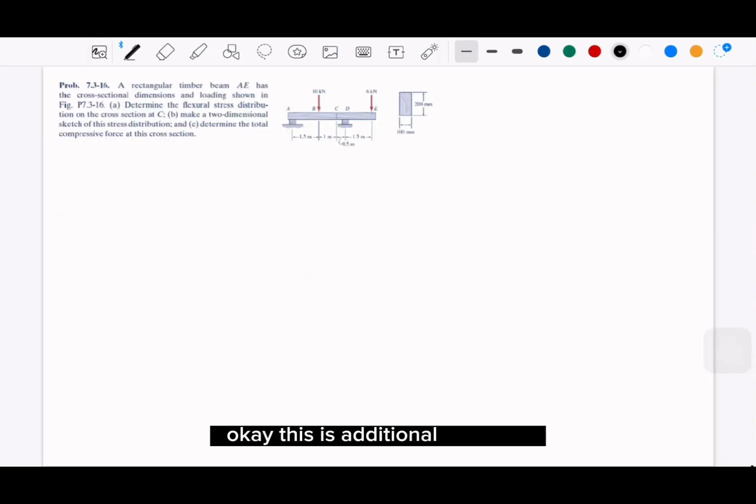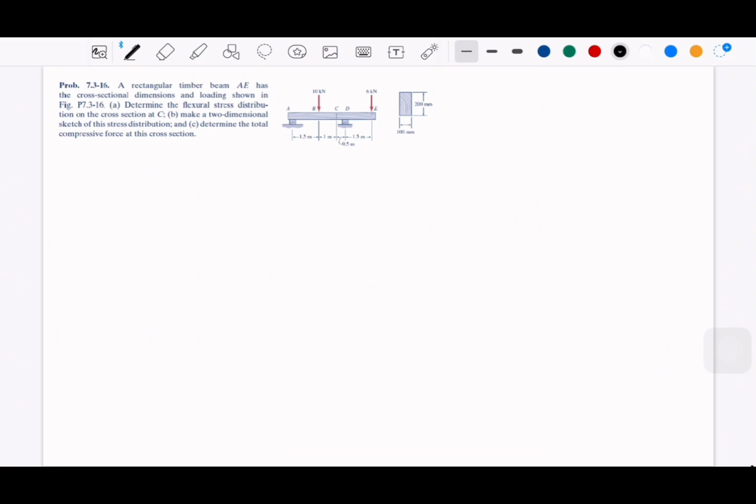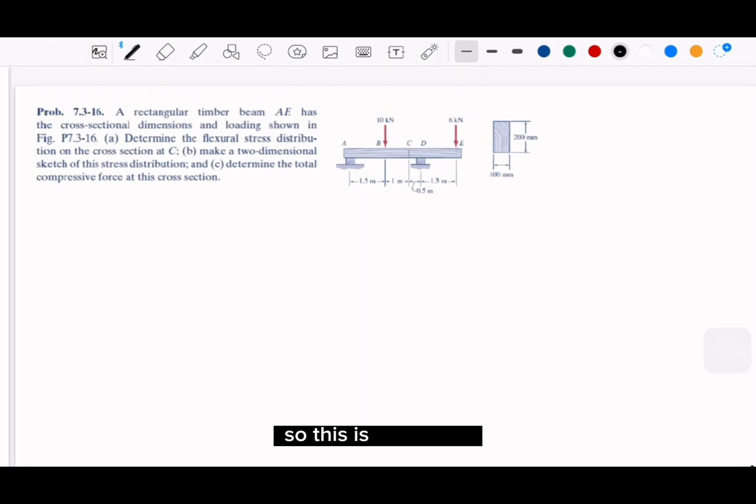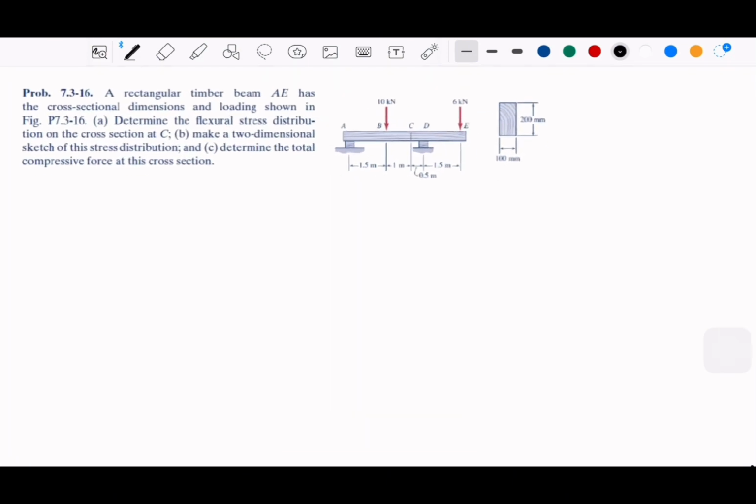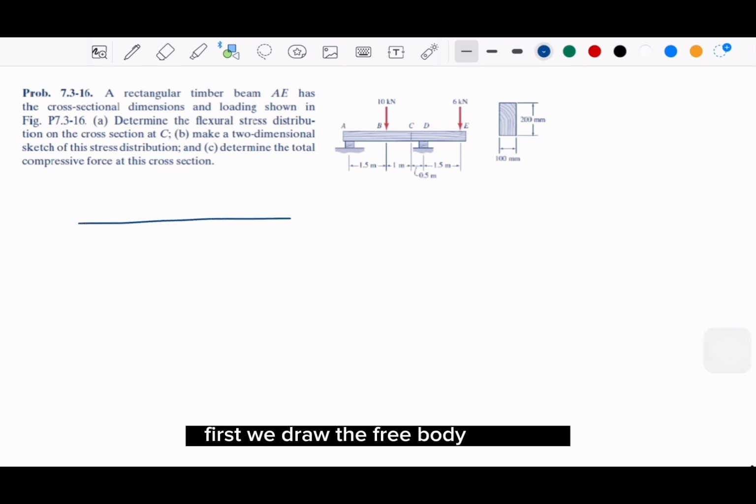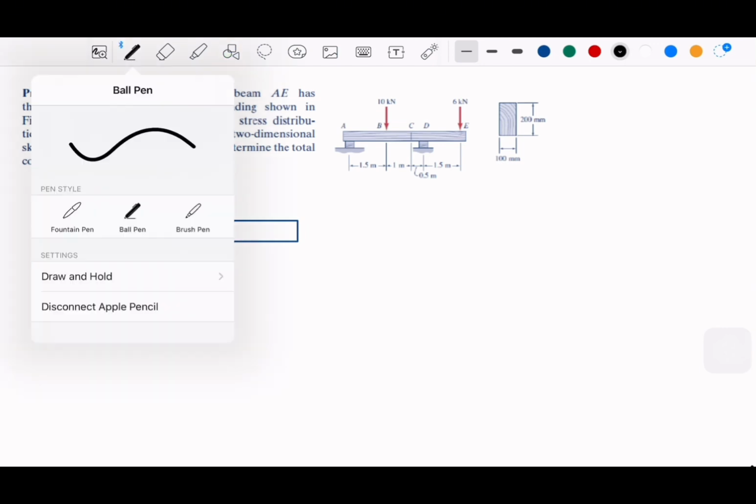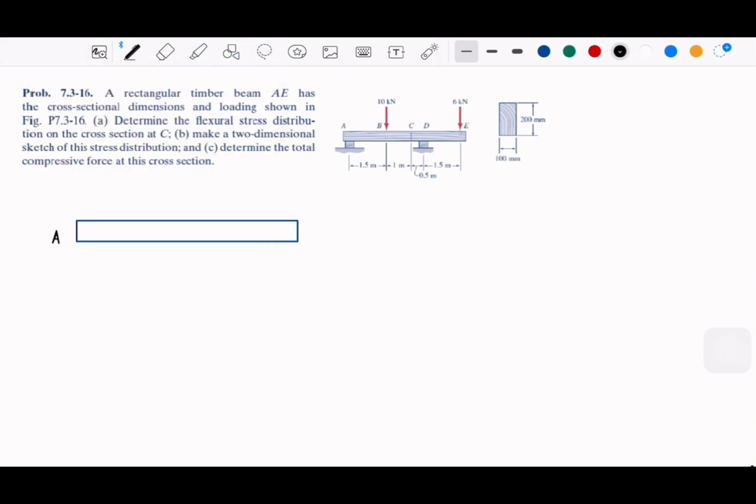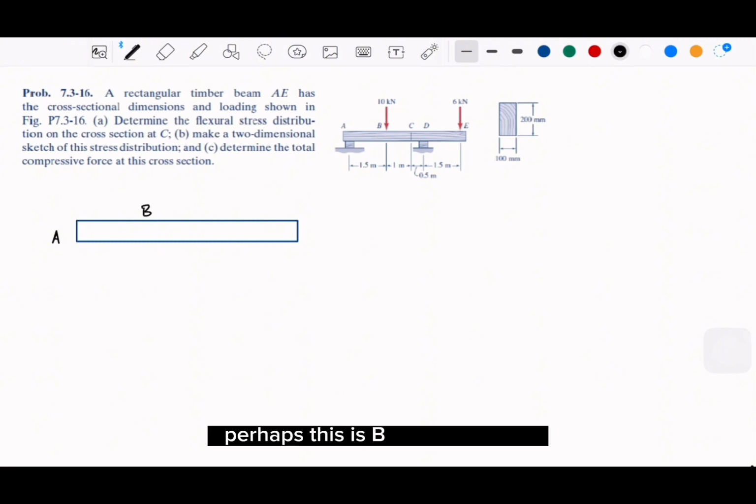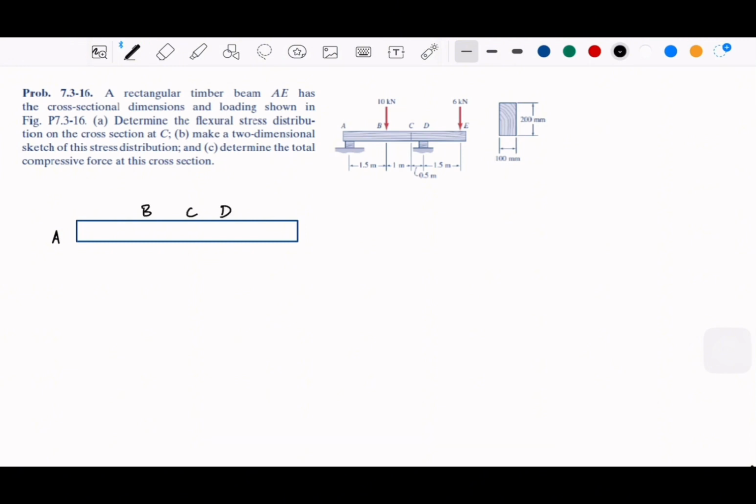Okay, this is an additional video for the mechanics of materials. First we draw the free body diagram. Let me just draw that. Name all the points. And then perhaps this is B, this is C, and D, and E.